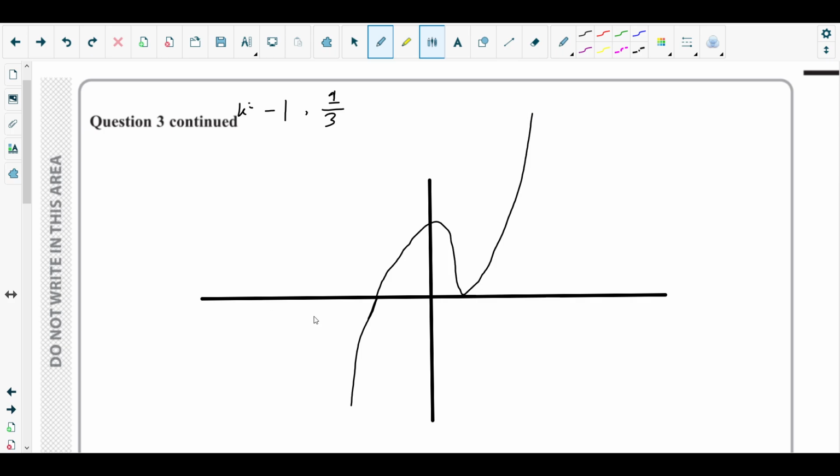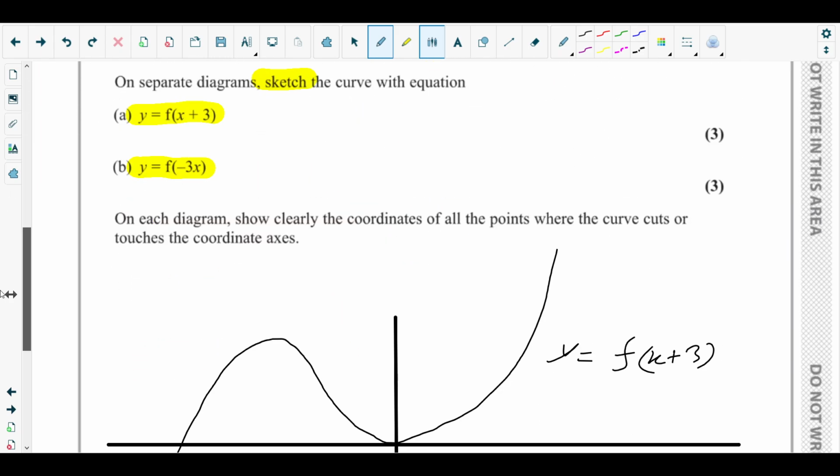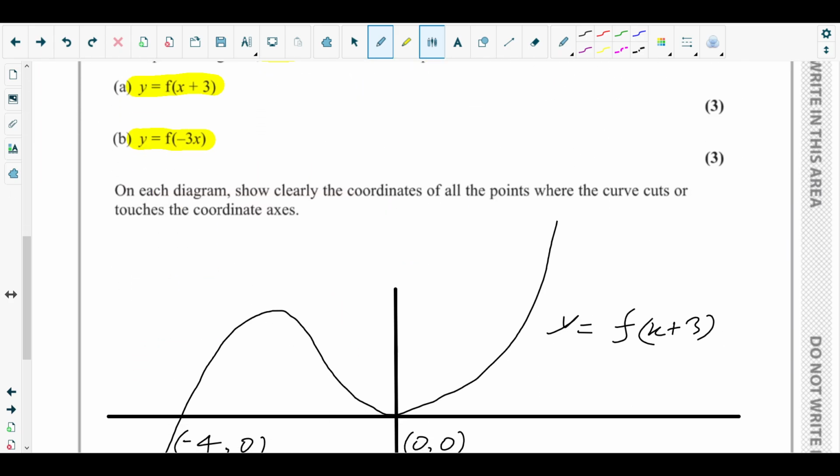That's it. So you will get -1, 0, then 0, 2, which is remaining as it is, and then 1/3, 0. This is the sketch for the transformed graph of f of x, that is f of -3x. And that's all about the third question from the May 2024 P1 paper. Fine.